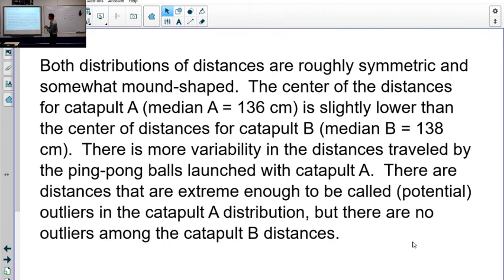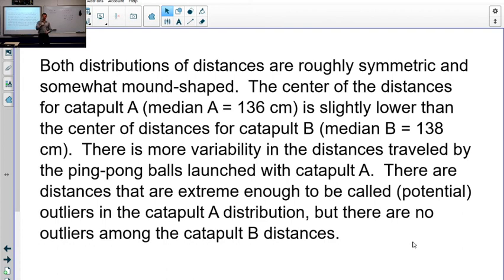Next, they talk about spread. There's more variability in the distances traveled by the ping pong balls launched with catapult A. That's comparing the spread, saying there's more variability with A than there is with B. And then finally, they talk about outliers, saying that there are potentially more outliers in A than there are in B, where all the data is really close together and there's no real candidates for outliers.